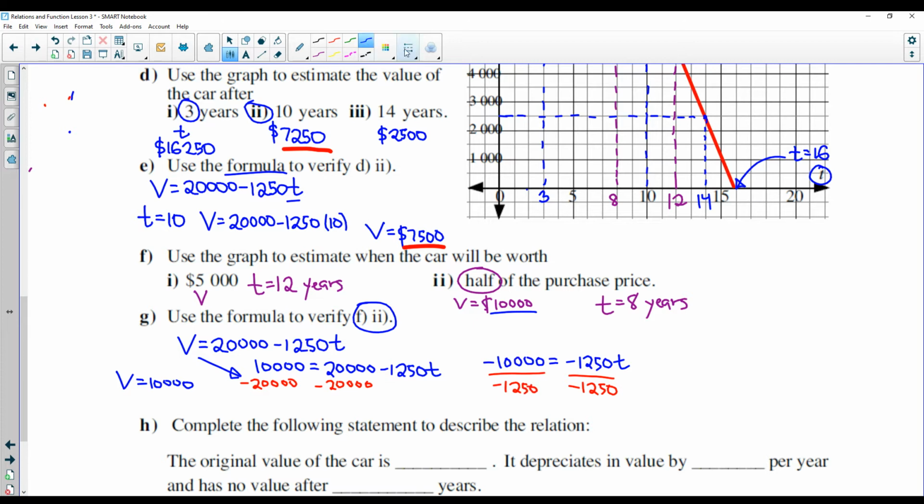And then when you do this, we actually do get the same thing we estimated from the graph. So I guess my line of best fit was good enough for this one. Negative 10,000 divided by negative 1,250 would be 8. So this would also be 8 years.